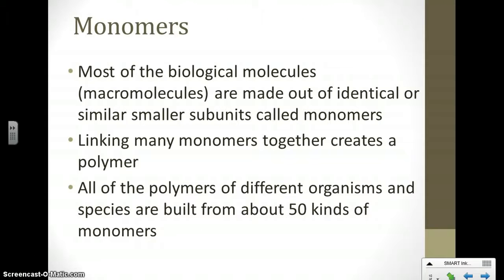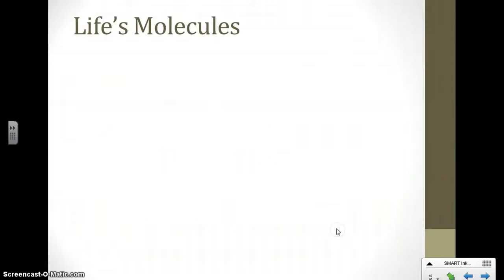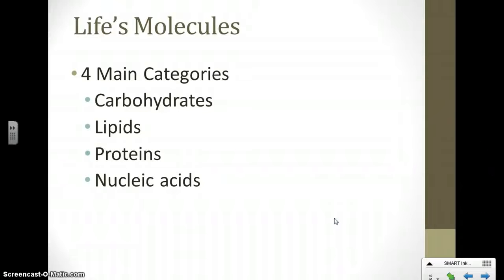In life, about 50 different kinds of monomers help to come together to create all of the functioning polymers that are used by all of the different species of the world. If we look at those major macromolecules of life, there are four main categories: carbohydrates, lipids, proteins, and nucleic acids. These are all considered polymers. They are very large molecules that have been constructed out of smaller monomers. And all of these are needed for life to occur.